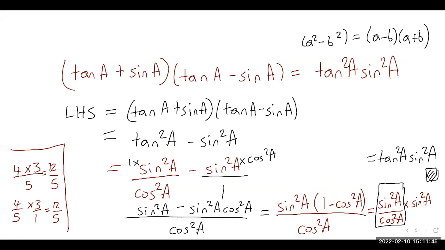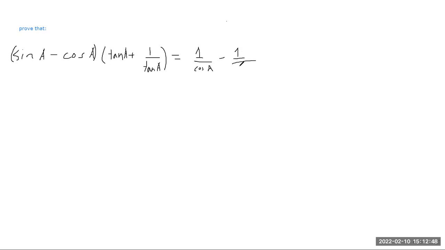So now you're going to try the second one for me. So you can share your screen. All right, this question here, it says, prove that sine A minus cos A, so put a bracket around the sine A cos A, times, and then in the next bracket, tan A plus 1 over tan A. Close the bracket. Equal to 1 over cos A minus 1 over sine A. Yep. Go ahead and do that for me.